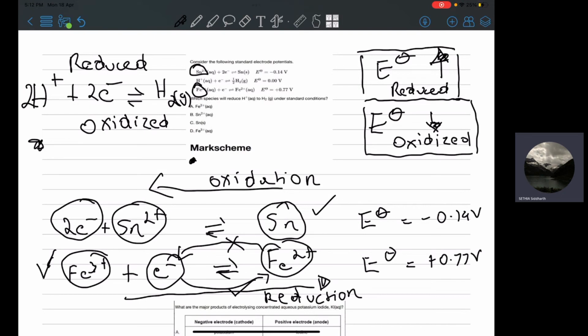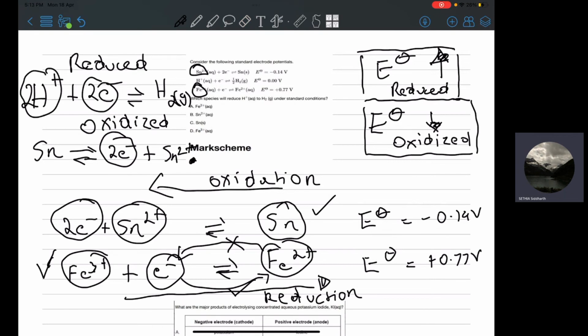So Sn is going to give away 2 electrons and form Sn2 plus. And then these 2 electrons can be used by 2H plus to form H2 gas. So which species, oops, looks like I've overwritten the question. So which species will reduce H plus to H2 gas under standard conditions? Well, the answer is C, Sn.